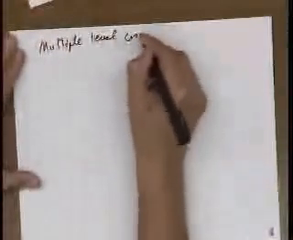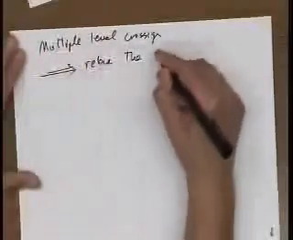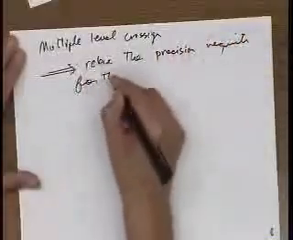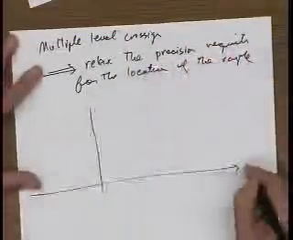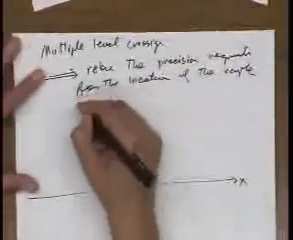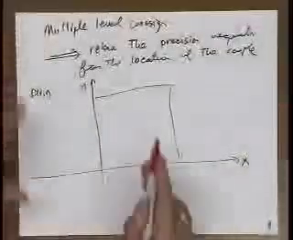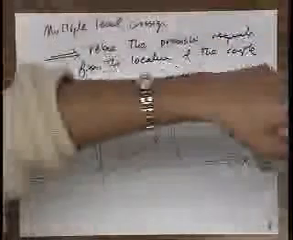If you have multiple level crossings, then you can relax the precision requirements for the location of the samples. So what does that mean? Well, I still have this f of x comma y, and now I'm going to have multiple level crossings. These are the points at which the signal crosses alpha. These are the points at which it crosses beta.